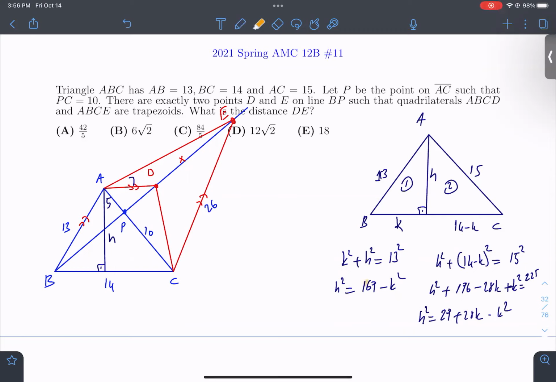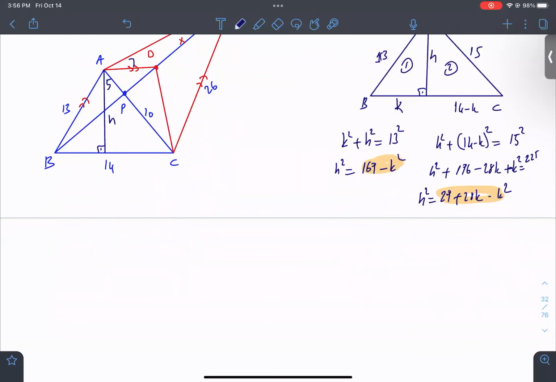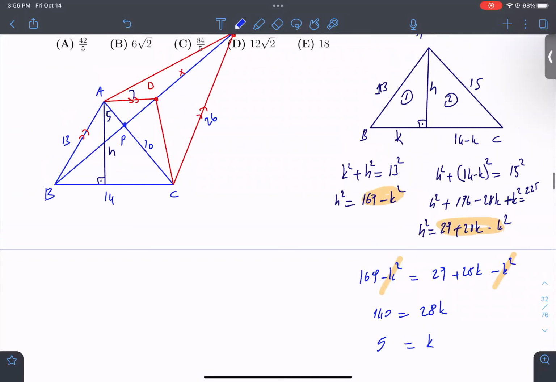Now these H squareds are the same. I will equalize them and find H. It will be 169 minus K squared is equal to 29 plus 28K minus K squared. Good thing, the K squared cancels out. If we subtract 29 from both sides, 140 is equal to 28K. Then divide both sides by 28, then K is equal to 5. And this means this is equal to 5.